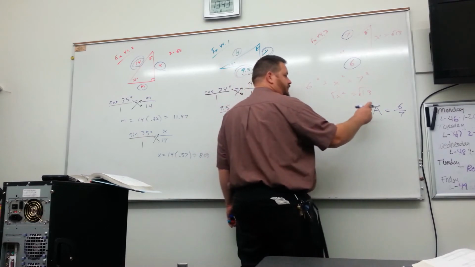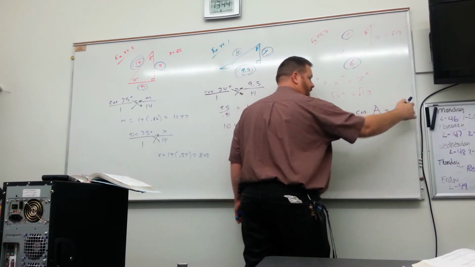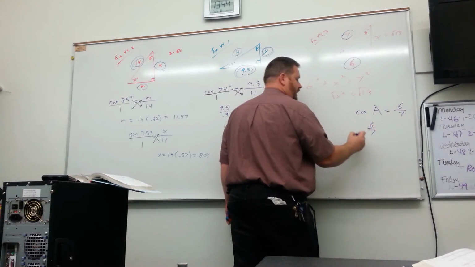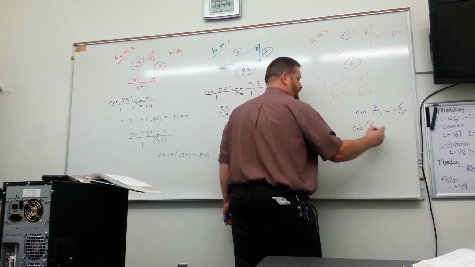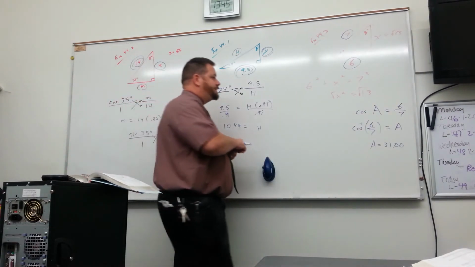Instead of starting with the angle and using the cosine function to get a number, we need to start with the number and do the inverse cosine function to then get the angle, 31 degrees.